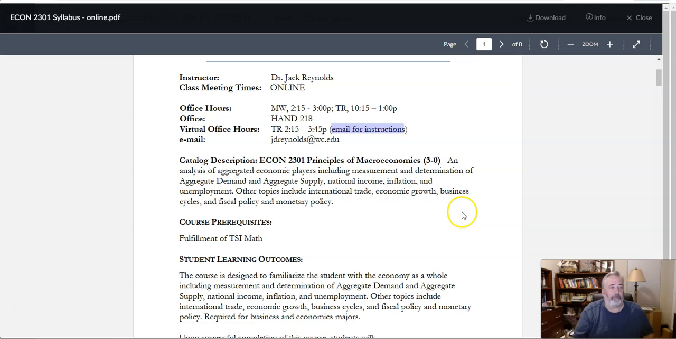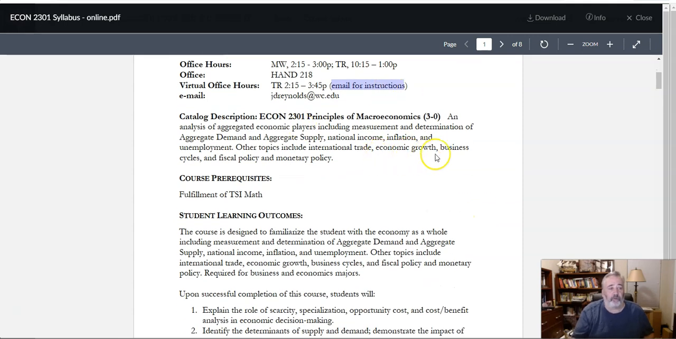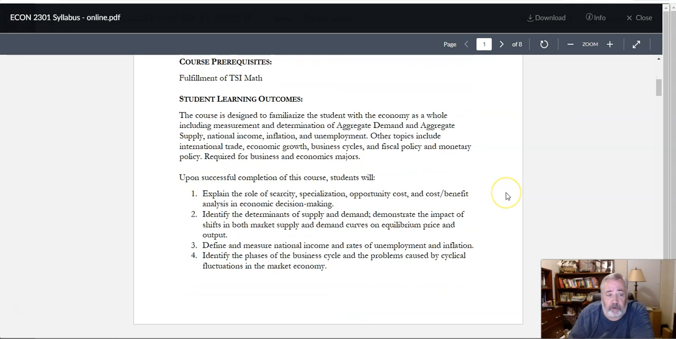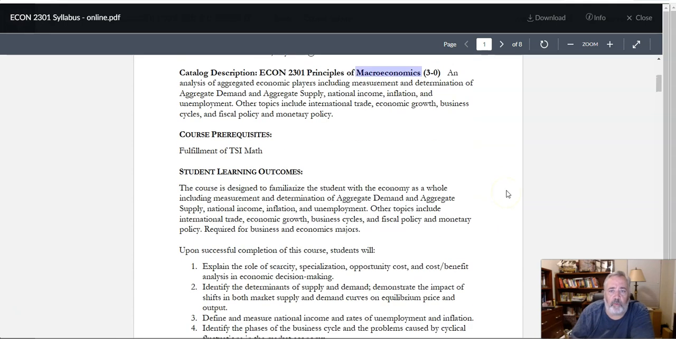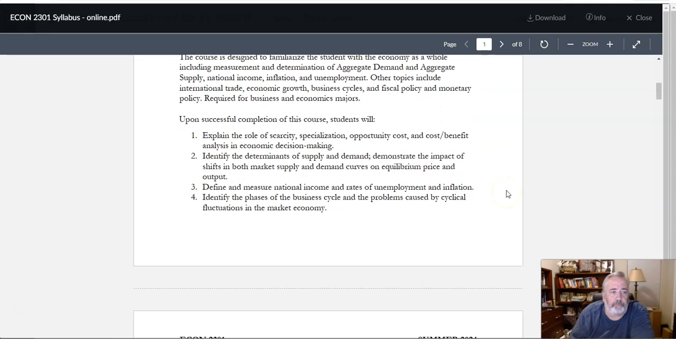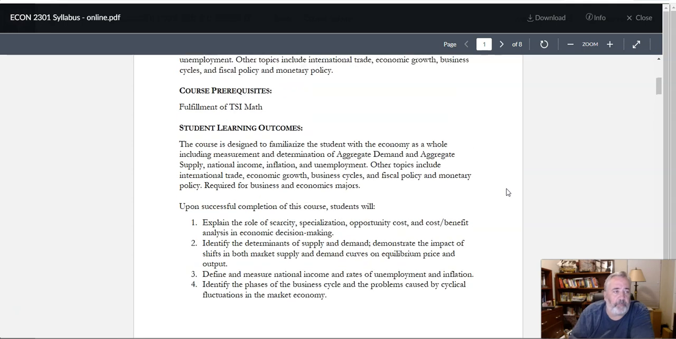So we will see. Here's the description that comes from the catalog. For macro, the syllabus for micro will have the same thing. So you might read that as time allows. The outcomes obviously are different for each class.